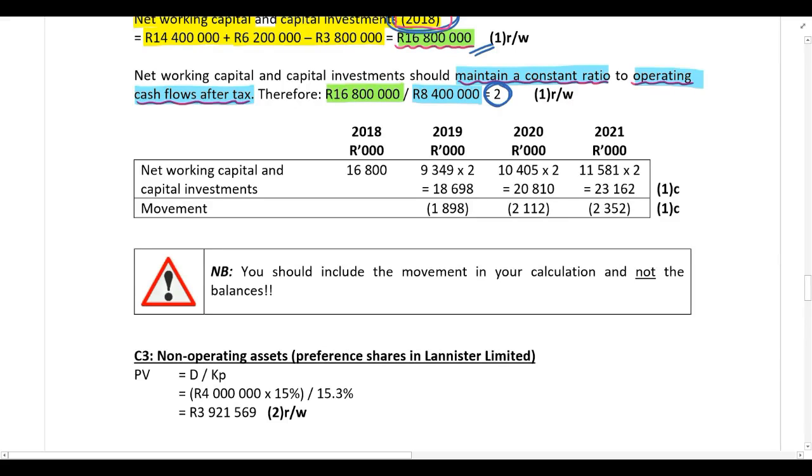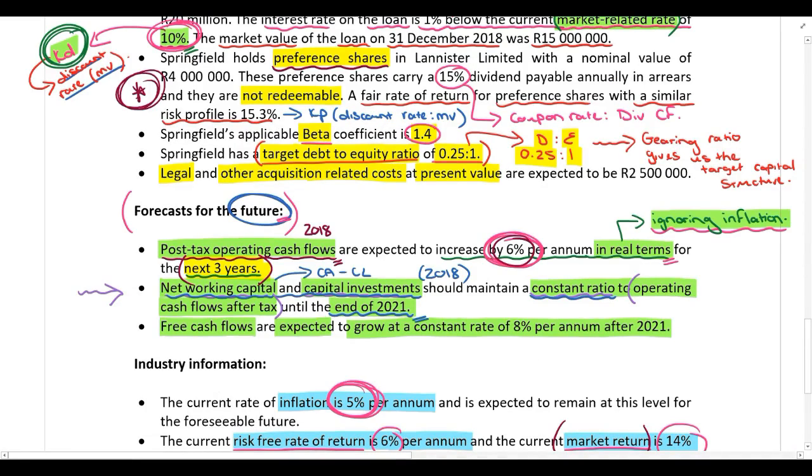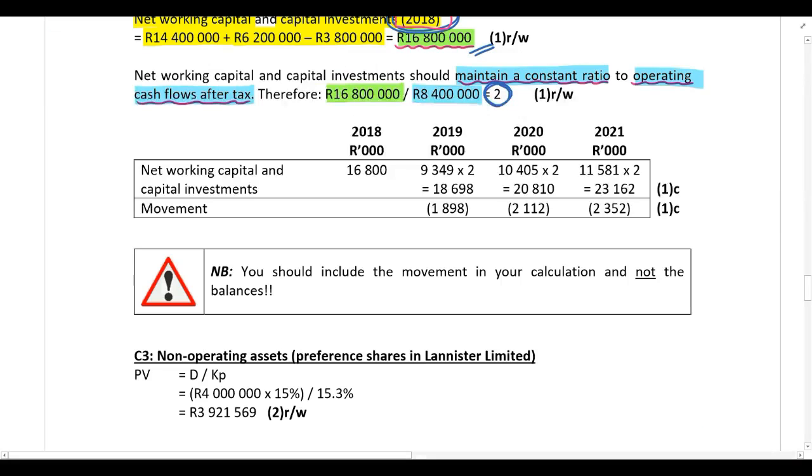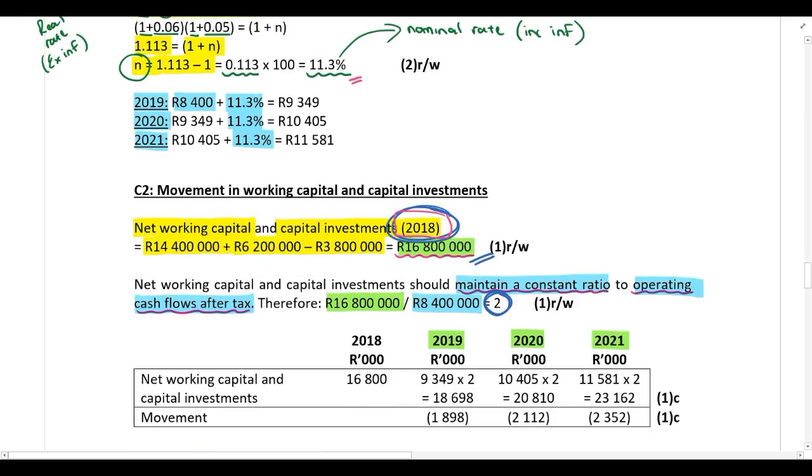So that gives you a ratio of 2. So that ratio will be maintained for the next 3 years. If you go back to the information provided in the question, this ratio will be maintained until the end of 2021. So we can expect this ratio for 2019, 2020, and 2021. So the benefit that you have, guys, is you've already calculated the post-tax operating cash flows. So all you do is you take these post-tax operating cash flows for 2019, 2020, and 2021.